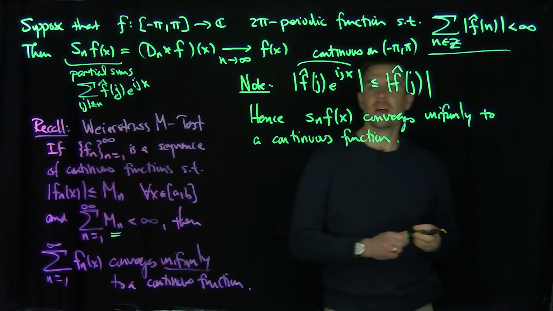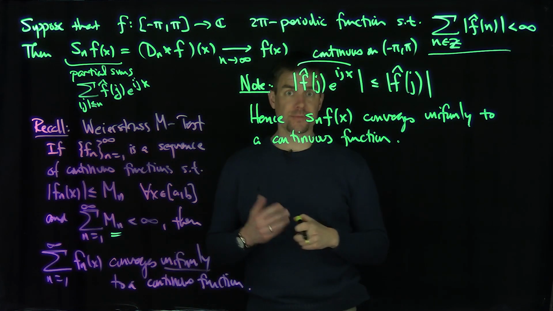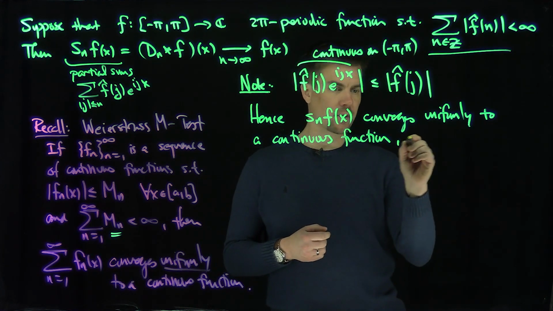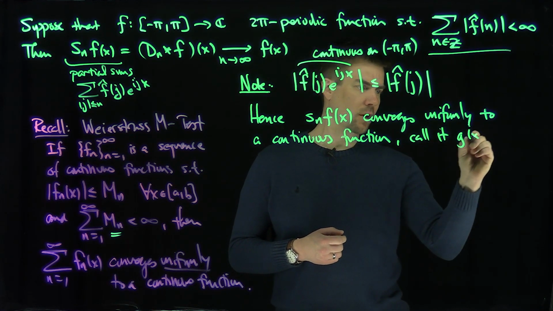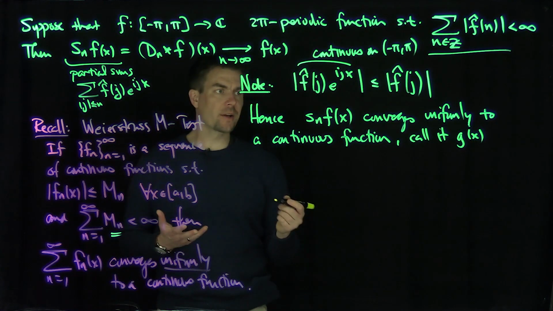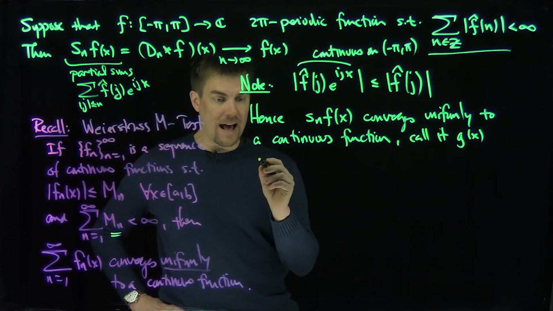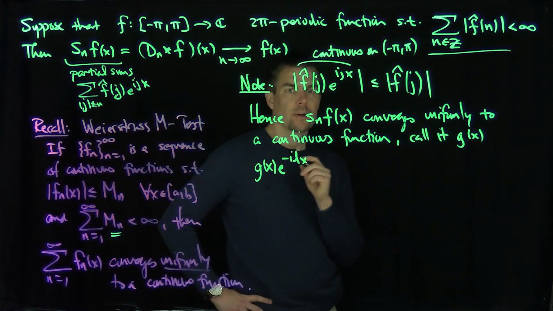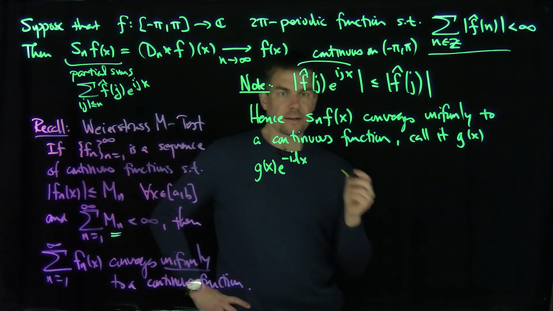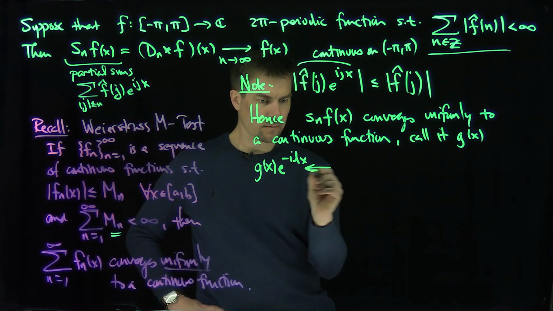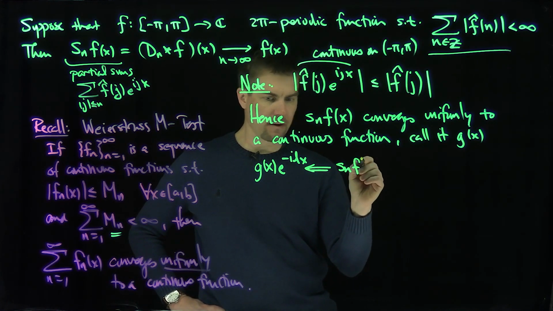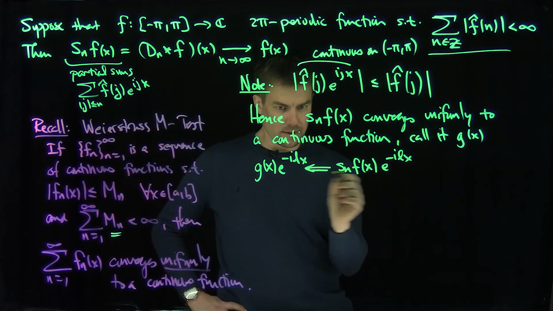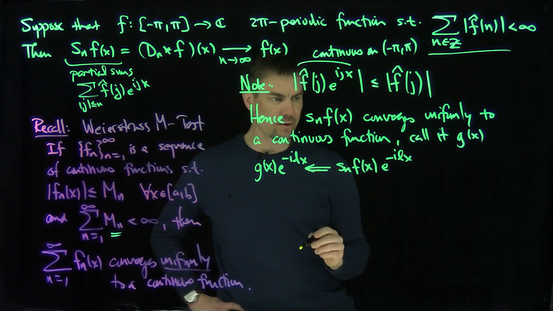Okay, so converges uniformly. Now, in particular, what can we do? I'd like to show that this continuous function has the same Fourier coefficients as the function f. So let's call that continuous function g, g of x. And so now what can I note? I can consider now, for any L, g of x times e^{-iLx}. What will happen is that S_n f of x e^{-iLx} will converge uniformly to this function as n goes to infinity. So there's uniform convergence here.